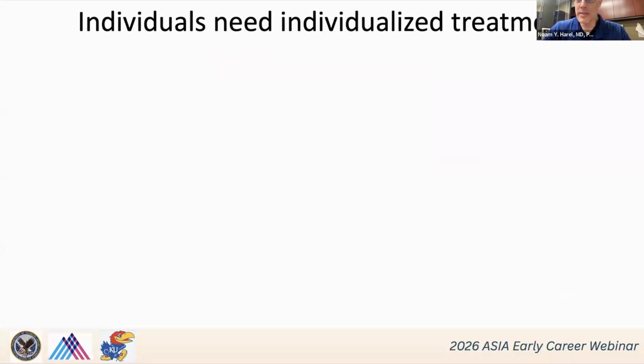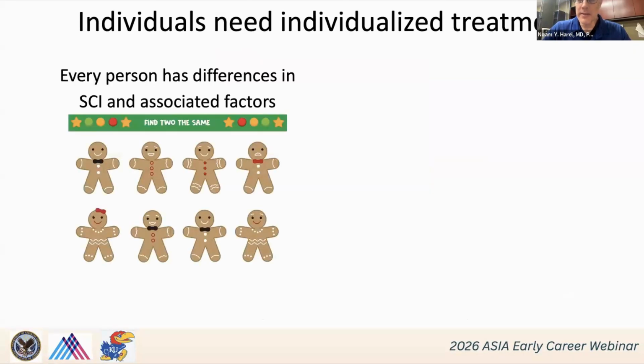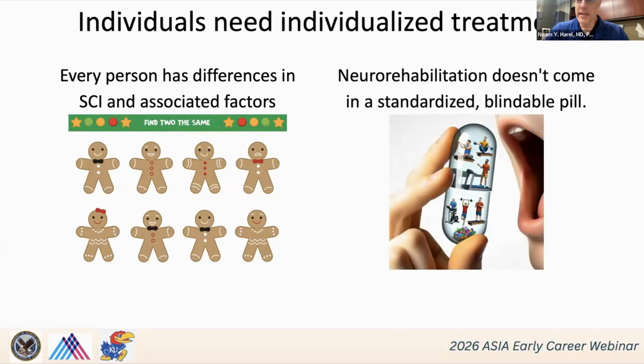Another problem in spinal cord injury research is every individual is different. Okay, every spinal cord injury is a little bit different, especially when you take into account people's associated conditions, their secondary consequences of spinal cord injury. Everyone's going to need individualized treatment. And pills are probably going to be part of that treatment plan, but a lot of what we do in our field, whether it's different types of exercises or stimulation, they're not standardized. They're either impossible or difficult to blind. And it's just not like taking a pill. That makes it harder for our studies to get standardized, reproducible results.